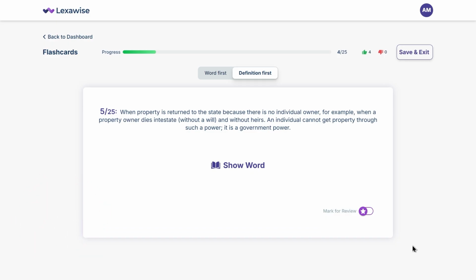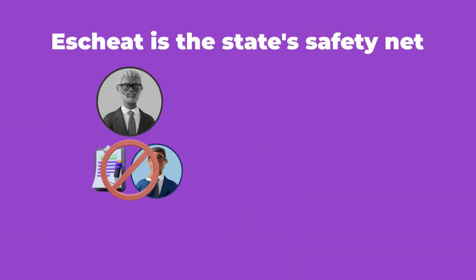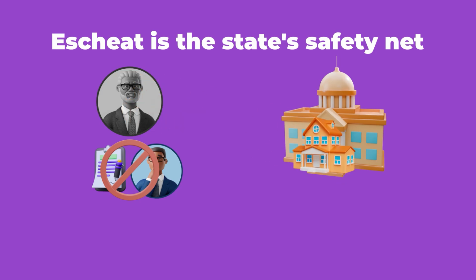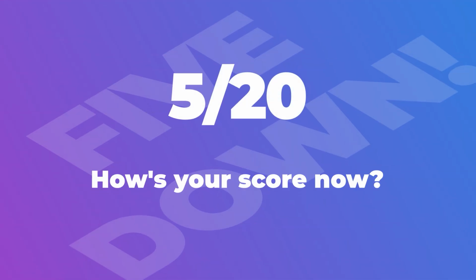The correct answer is escheat. Escheat is the state's safety net. When someone dies with no will and no heirs, the property can't just sit there forever. Escheat to the state. Think of it as the state being the ultimate heir of last resort. You can't claim property through escheat as an individual. Only the government has this power. 5 down. How's your score now?